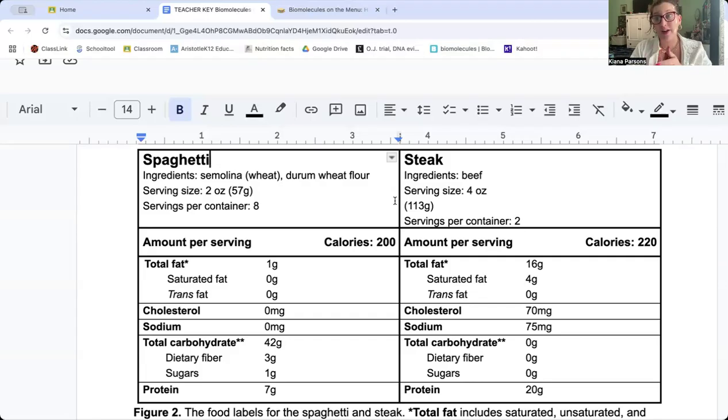There's no dietary fiber in steak. You may know that steak is not very good for digestion. Eating a lot of red meat is now linked to colon cancer, unfortunately.